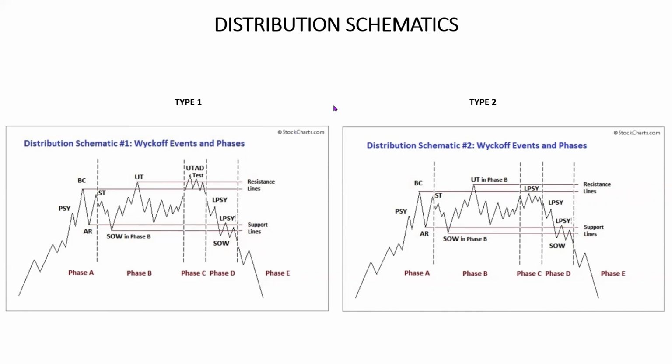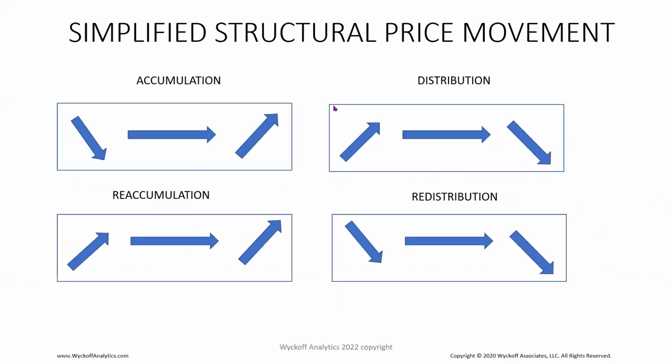And let me show you real quick. If we took and simplified price movement to really an extraordinary degree, accumulation can come in, across, out to the top, reaccumulation up from the bottom, across, out the top. Distribution, on the other hand, up into the structure, structure forms, exits through the bottom, redistribution in from the top, across, out through the bottom. Those are the most simple concepts when we look at structural price movement.